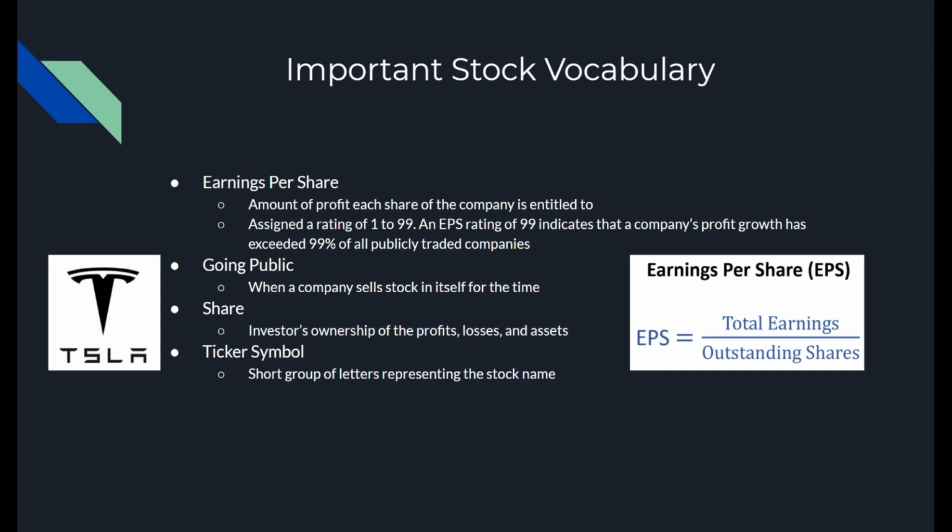And it's an assigned rating of 1 to 99. An EPS rating of 99 indicates that a company's profit growth has exceeded 99% of all publicly traded companies. When they're going public, when a company sells stock in itself for the first time, a share is an investor's ownership of the profits, losses, and assets. And a ticker symbol is just a short group of letters representing the stock name. Tesla's the company, the ticker is TSLA.